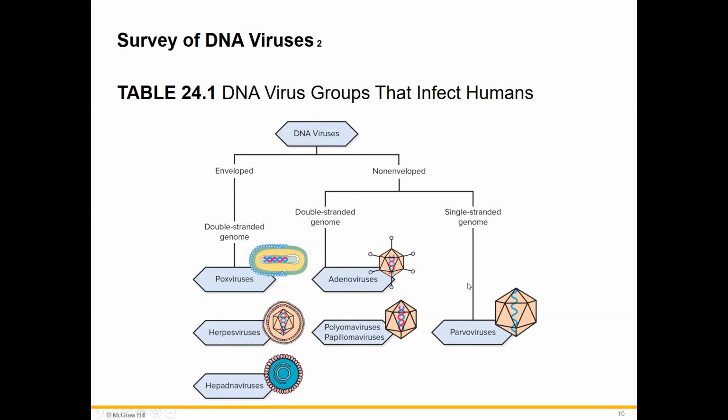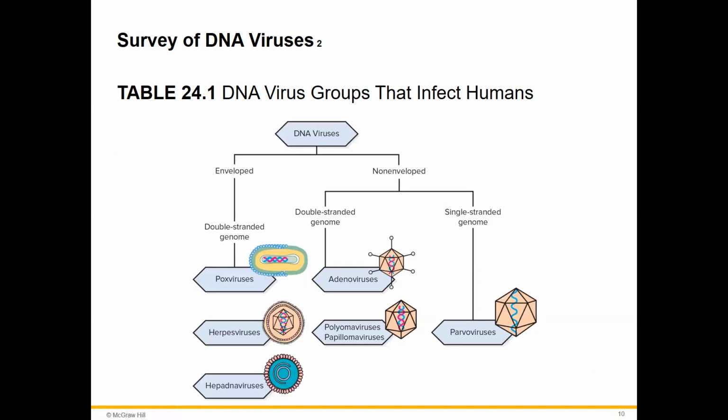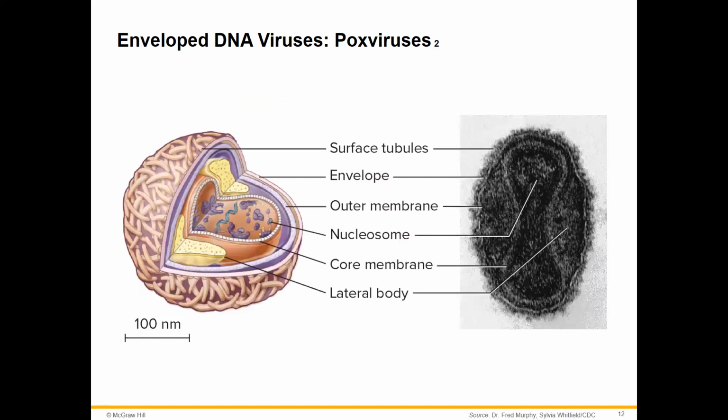So we'll take a step further and look at these groupings. So our pox viruses, remember, pox viruses were DNA double-stranded, so dsDNA. These are our eruptive skin pustules, our pox kind of lesions. They leave scars. They are the largest and most complex. They're double-stranded DNA. They multiply in the cytoplasm. They like epidermal cells and subcutaneous connective tissue, hence why where they're forming their lesions. We can see kind of some components there.